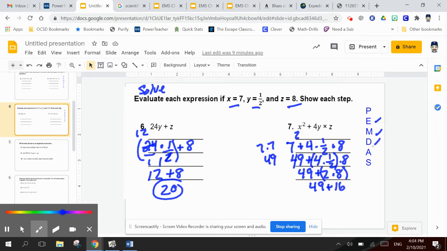No division. No, oh, there is addition. So I have to add those two numbers. 9 plus 6 is 15. 1 plus 4 is 5, plus 1 more is 6. 65 is the answer.